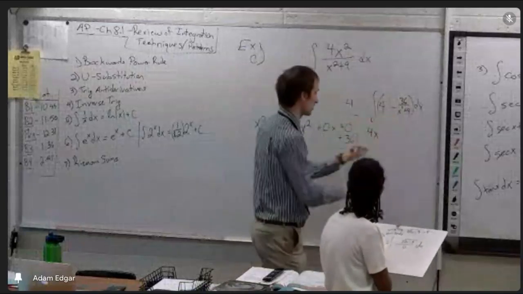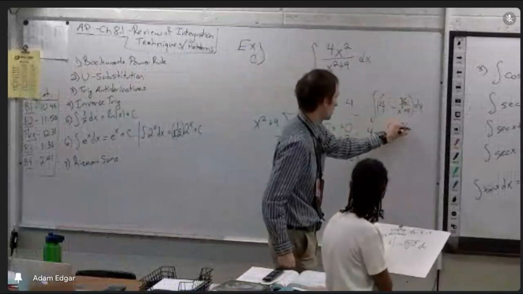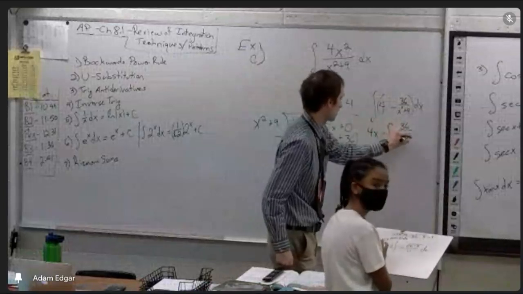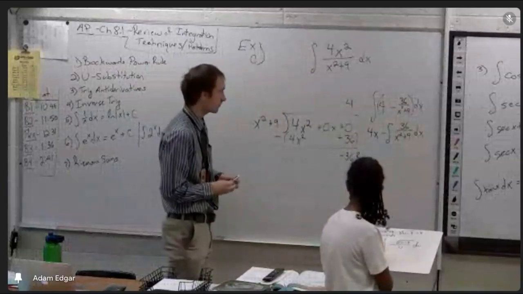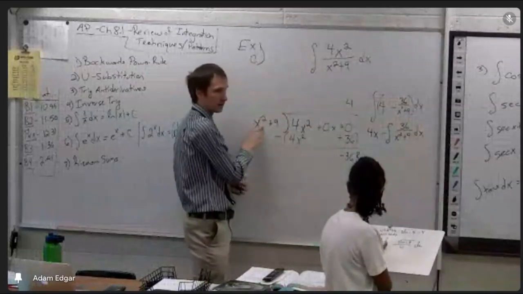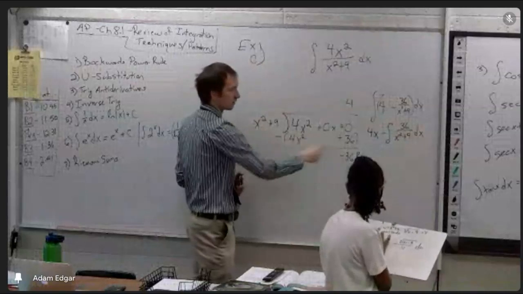Wait, I'm really confused. Oh, because that's the remainder. So it's the remainder over the divisor. Why do you subtract? Because it's a negative. So then how do you do the remainder?